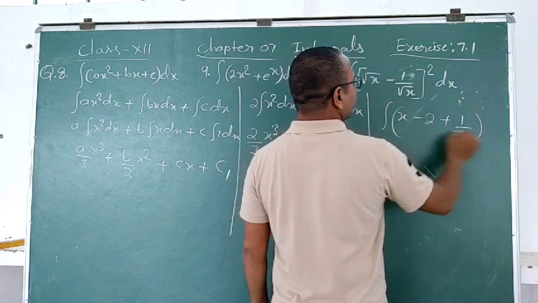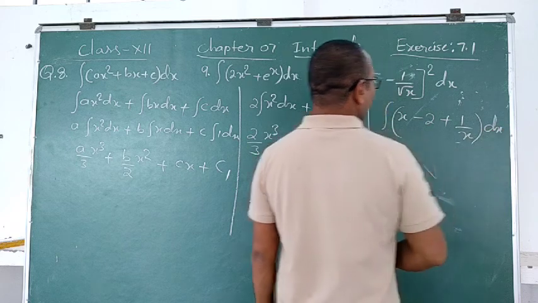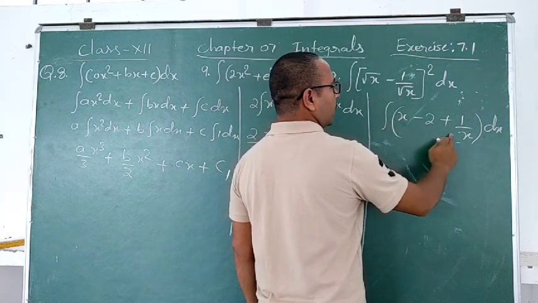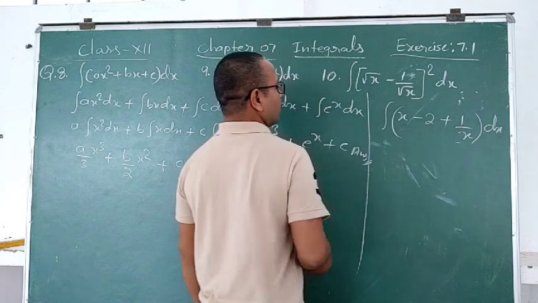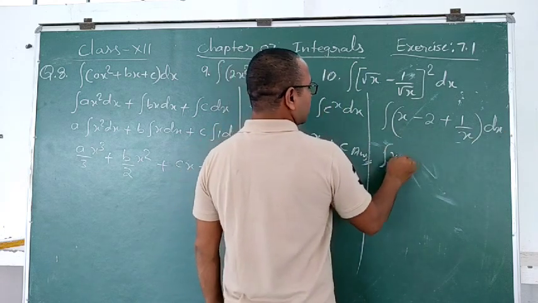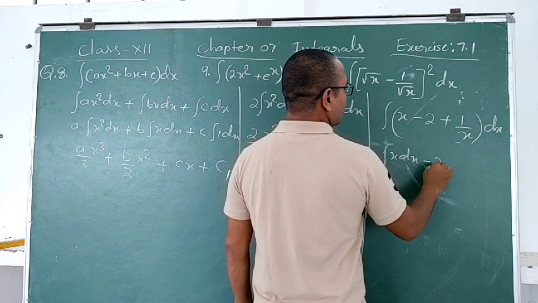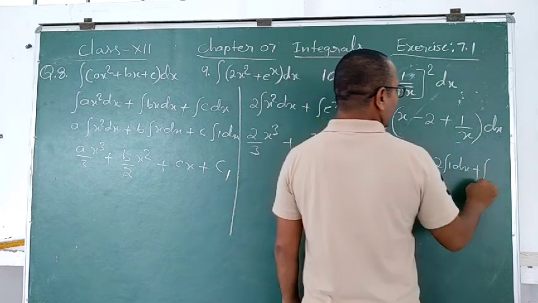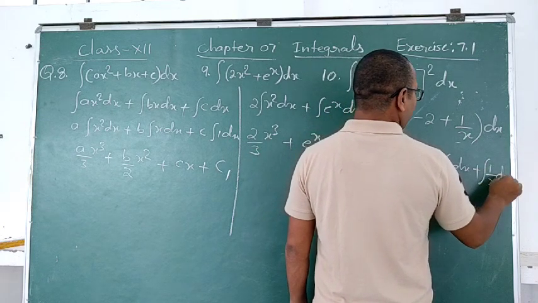Use the bracket and dx. So now students, again we multiply this integral with all the terms and dx along with these terms. So integral x dx minus 2 integral 1 dx plus integral 1 by x dx.